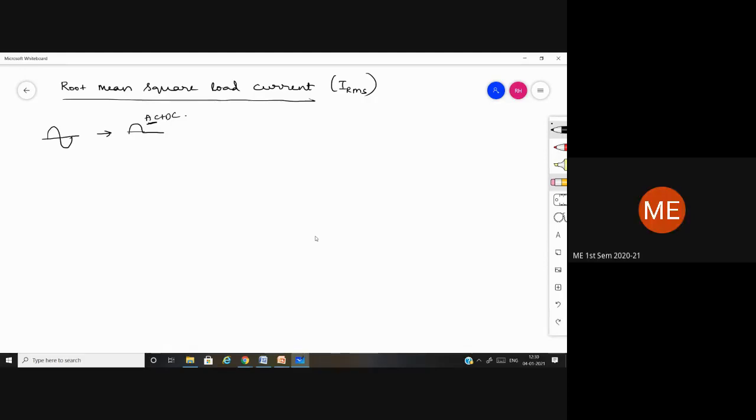Now I want the average of this AC component. I got the average of the DC component, and I want the average of the AC component. So that's why I'll go for root mean square load current. Why would we want this root mean square load current? You are in engineering, so if you're doing something, you should know why we are doing it.